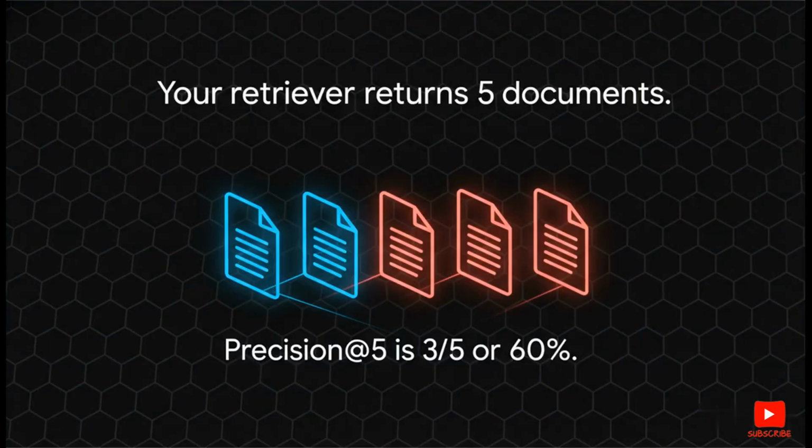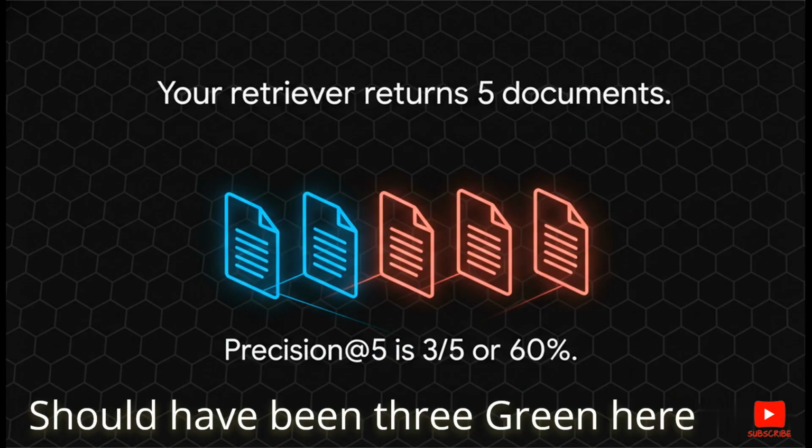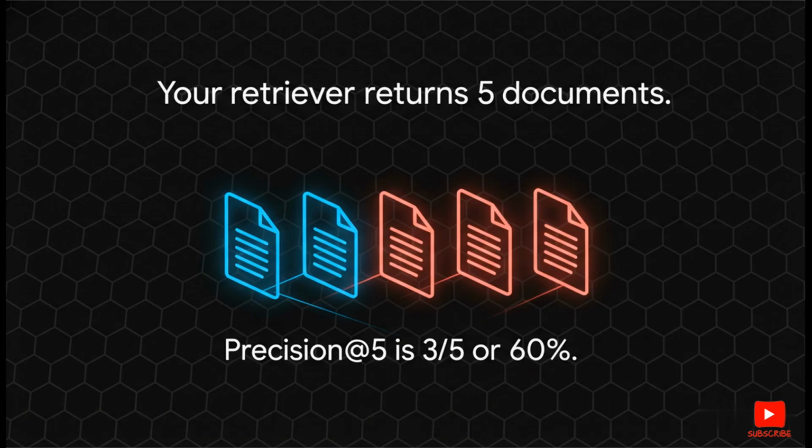Let's make this super clear with a visual. Imagine your retriever brings you back 5 documents. You can see 3 of them are green. Those are the good, relevant ones. 2 are red, totally useless. So what's your precision at 5? It's simple. It's 3 out of 5, or 60%. That's it. It's a clean, straightforward score for your retrieval quality.